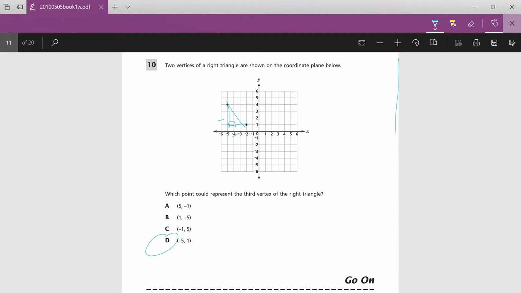And a 90-degree angle is always perpendicular to whatever it's meeting. So it makes 2 straight edges, basically. And the only point that does that here, that allows all those conditions to be true, would be -5, 1.